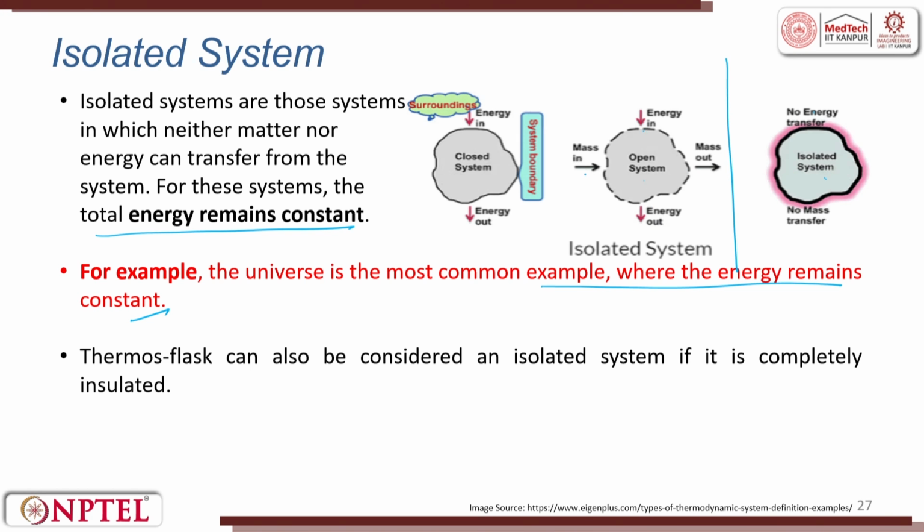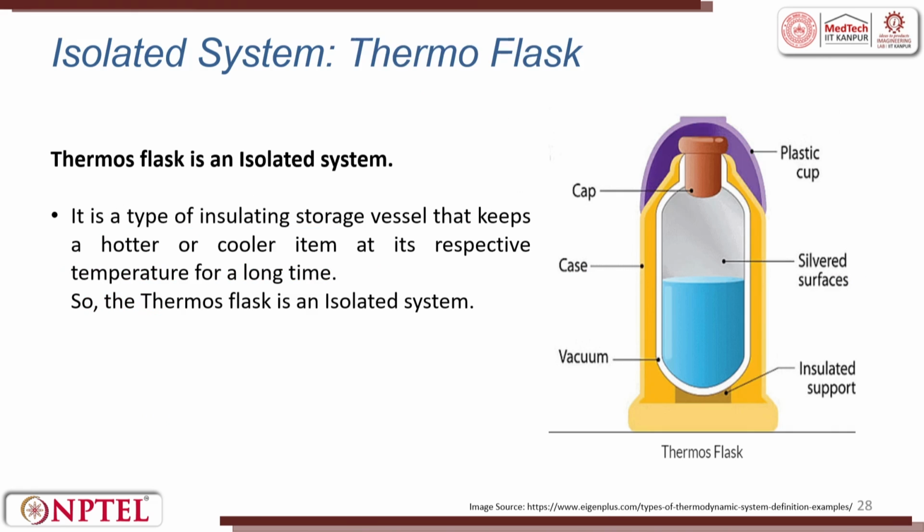So now you can clearly distinguish an open system and an isolated system. Mass in, mass out, energy in, energy out is an open system. No energy transfer, no mass transfer, that is an isolated system. A thermo flask can be considered an isolated system if it is completely insulated. So you pour water inside a thermo flask, or put ice, and keep it for long, it is considered to be an isolated system. Whereas when you put the same ice in a glass tumbler, it becomes an open system. So the thermo flask is an isolated system.